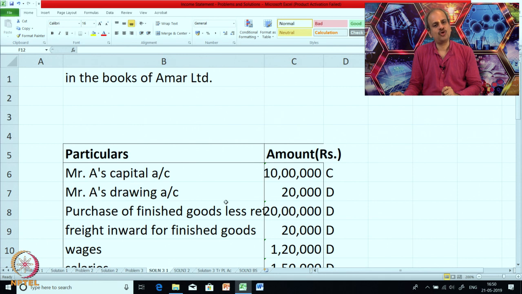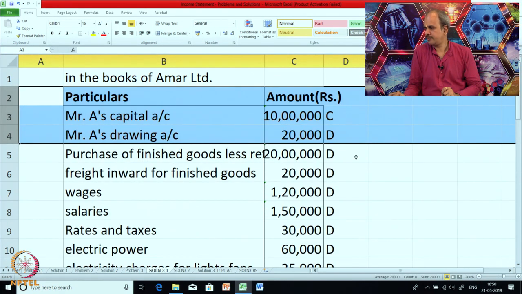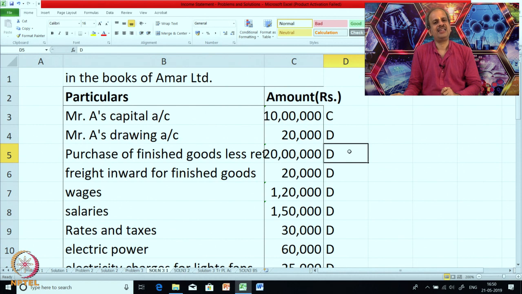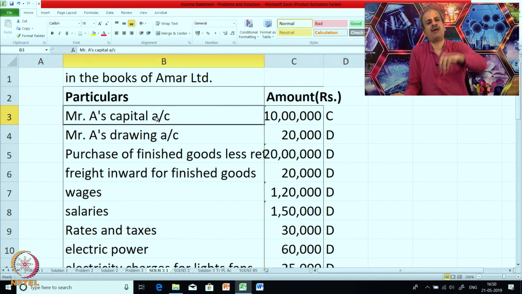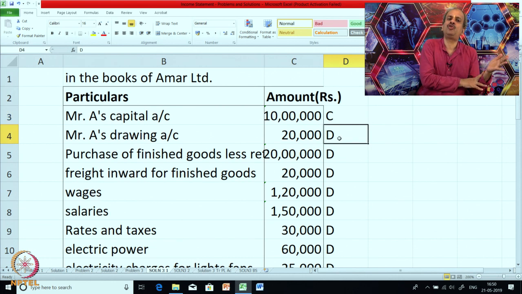Now let us go to the solution. I hope you have also made a trial balance. Now what I have done here is, first I have marked every item as C and D. What is C and D? Credit and debit. Like the capital account, this is the money which investors have put in our business. So it has a credit balance. This is the amount which is repayable. Drawings represents the money which we have paid to the owner Mr. A. So we will mark it as D, debit.